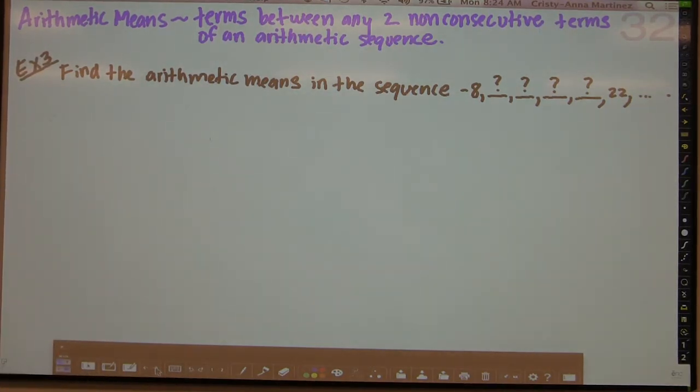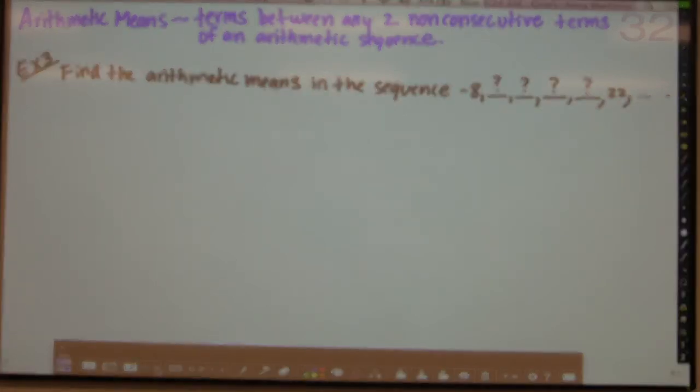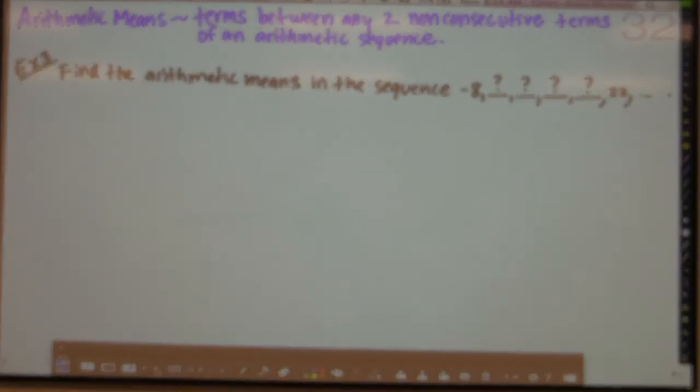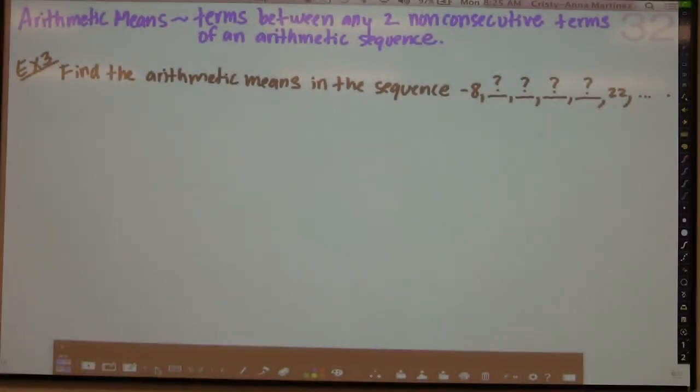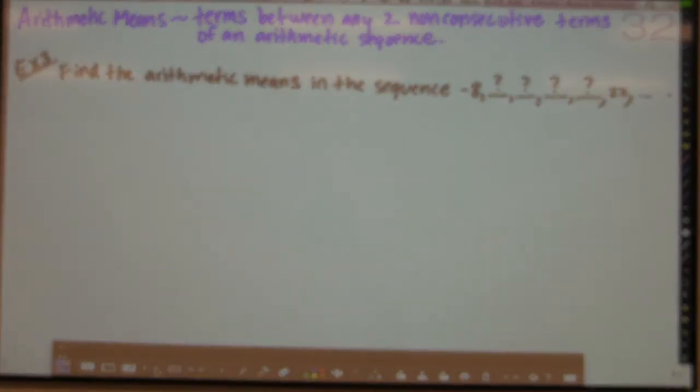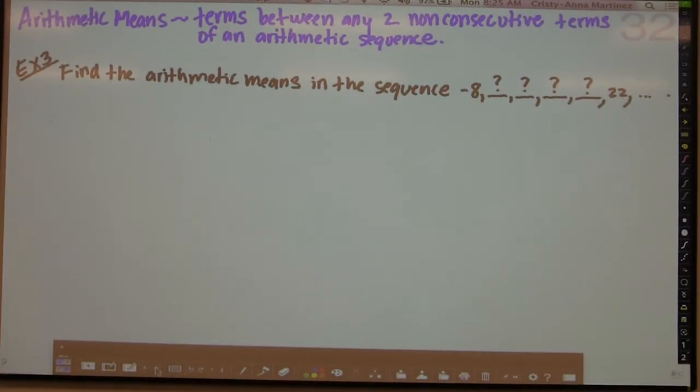So we can actually use the arithmetic means, and we're going to try to find them here in example 3. Sorry, my throat is giving me a little bit of an issue. Find the arithmetic means in the sequence. So how do we do that?